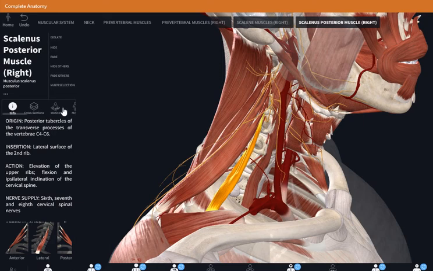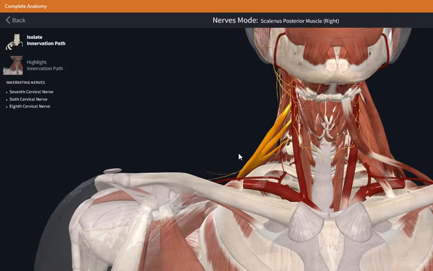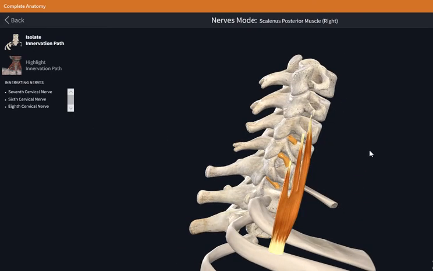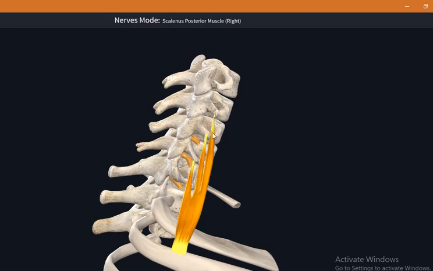So now we can visualize the nerve supply to the medial scalenus muscle, and the nerve supply to the medial scalenus muscle is the 7th cervical. We have the 7th cervical, the 6th cervical nerve, and the 8th cervical nerve. So we have the 7th, the 6th, and the 8th.